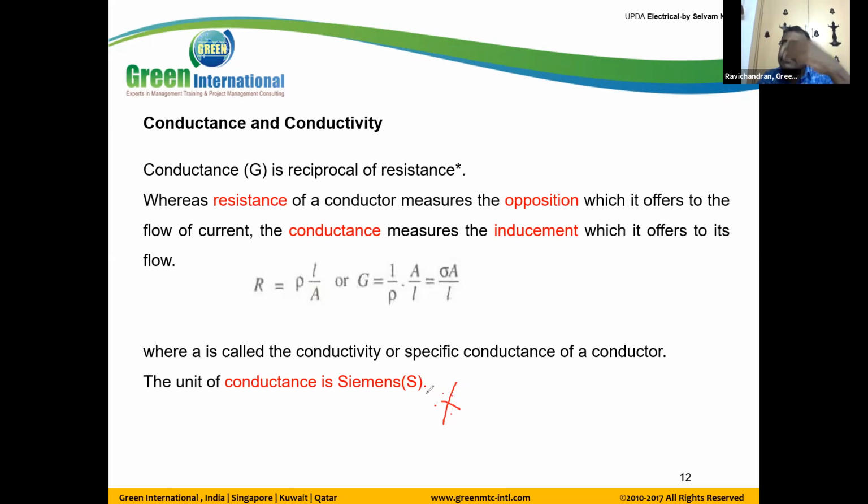Those who studied more than 10 or 15 years back, at that time the unit for conductance we called mho. 20 years back, when I studied, the unit was mho, or we write it like this. But nowadays, the unit symbol for conductance is Siemens. It's supposed to be a capital S.